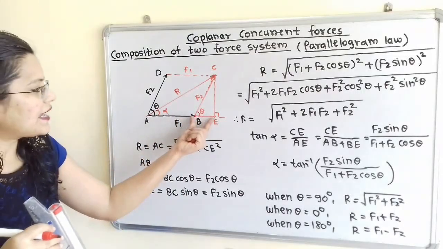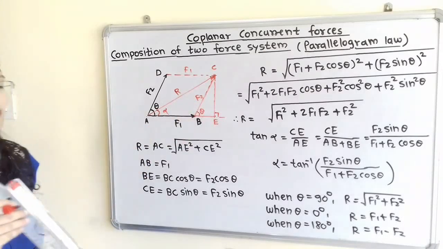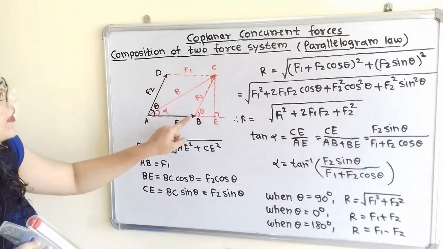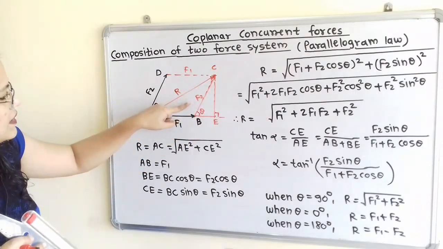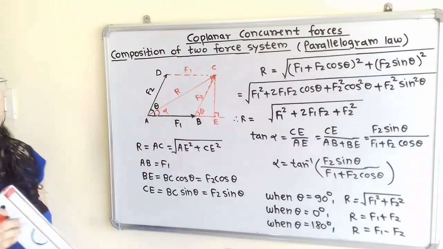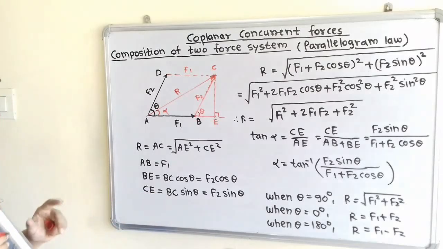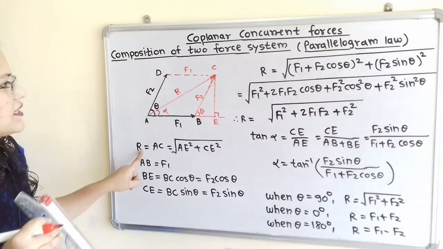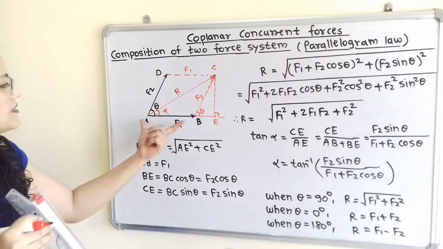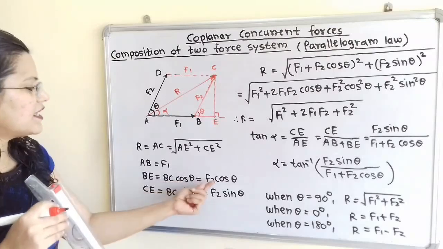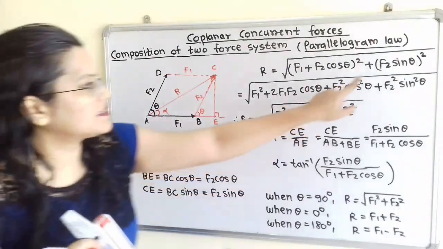This line BE is adjacent to angle theta, so BE is equal to F2 cos theta. Now what about CE? It is opposite to angle theta, so CE is equal to BC sin theta, that means F2 sin theta. In this way we will get the values. So we will write here that the resultant R is equal to, instead of AE, F1 plus BE, that is (F1 + F2 cos theta) whole squared, plus CE squared, that means (F2 sin theta) whole squared.